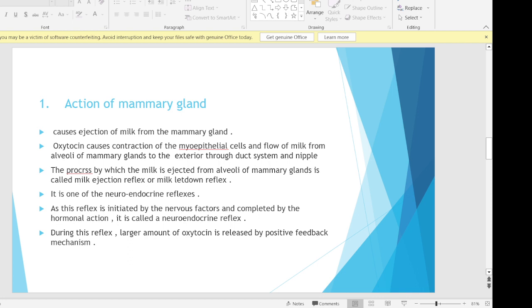The process by which milk is ejected from the alveoli of the mammary gland is called the milk ejection reflex or milk letdown reflex. It is a neuroendocrine reflex, as this reflex is initiated by nervous factors and completed by hormonal action. During this reflex, a larger amount of oxytocin is released by a positive feedback mechanism.